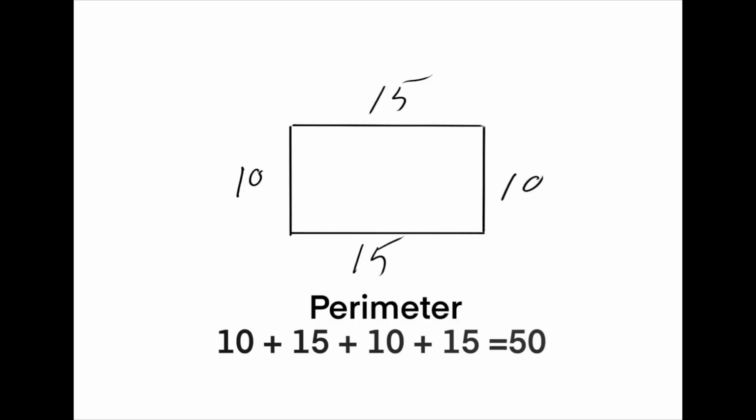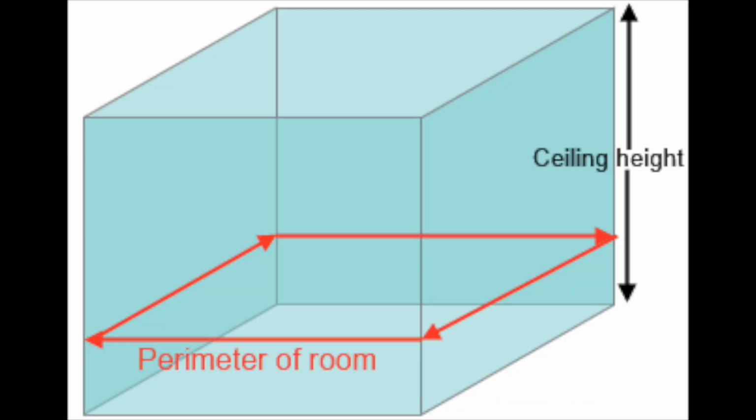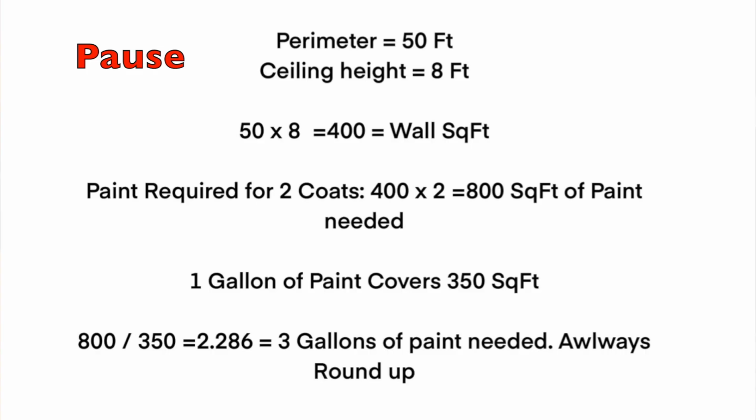After we have our perimeter, all we have to do is measure the height of the room and multiply the perimeter by the height. And that's going to give you the square footage of all the wall space. And you're going to take that number and multiply it by 2 because you're going to be doing 2 coats of paint. So that's how the math works out.